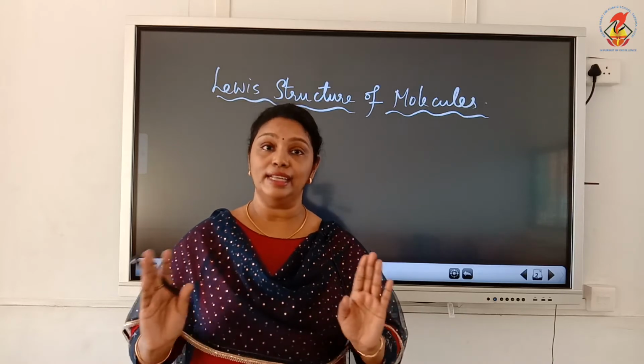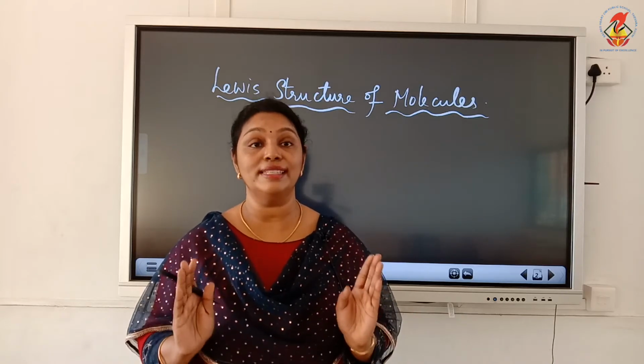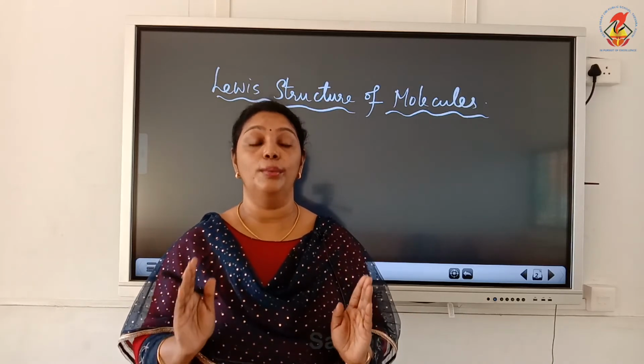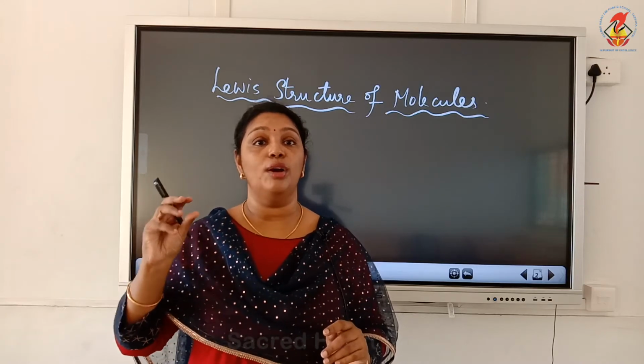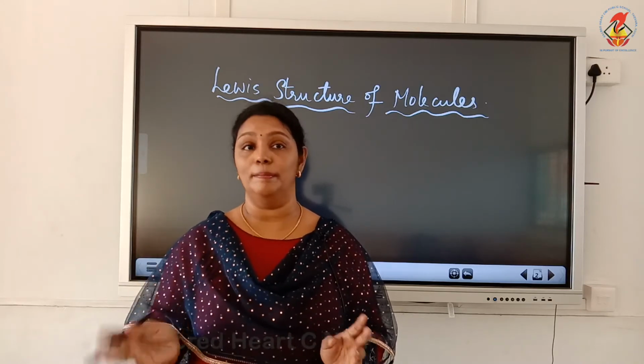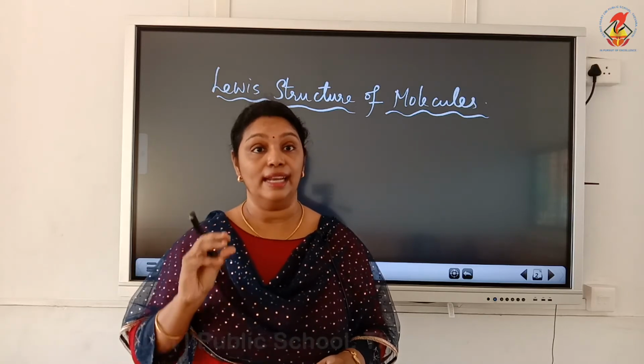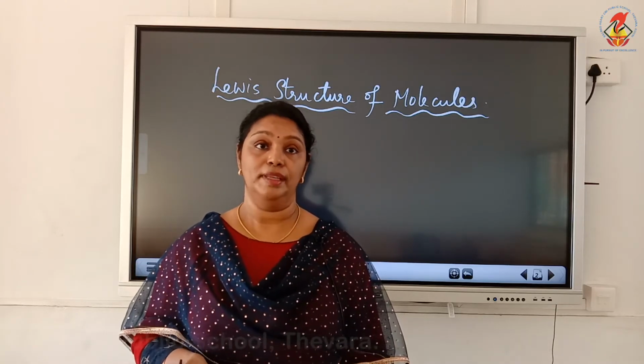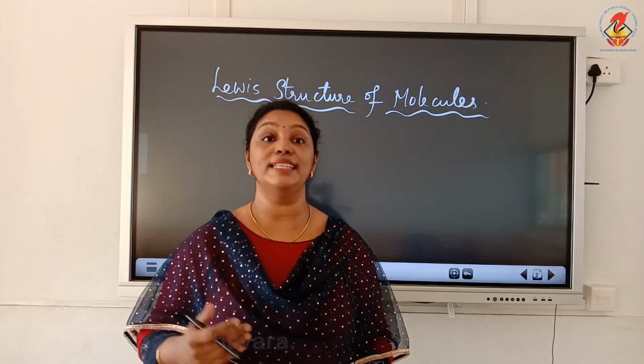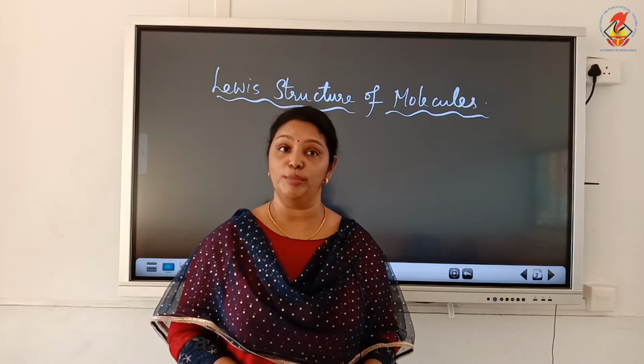And after writing the Lewis structure, the final step is, you have to check whether the octet around each atom is complete. That means whether each atom is getting 8 electrons around it. So these are the rules. So let's do examples for Lewis structure of molecules.